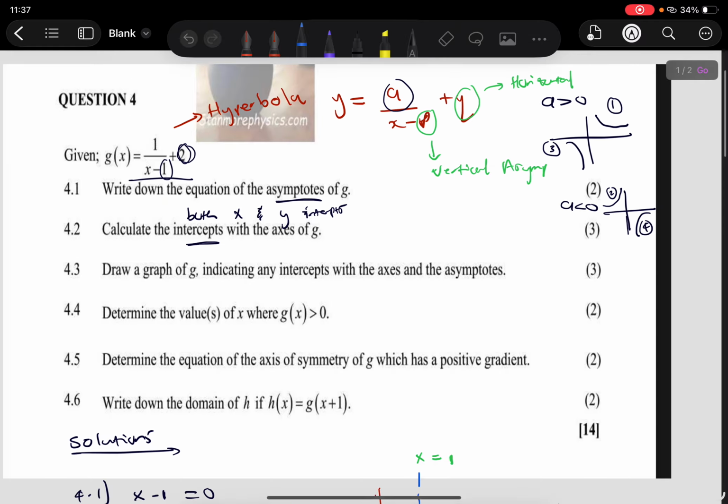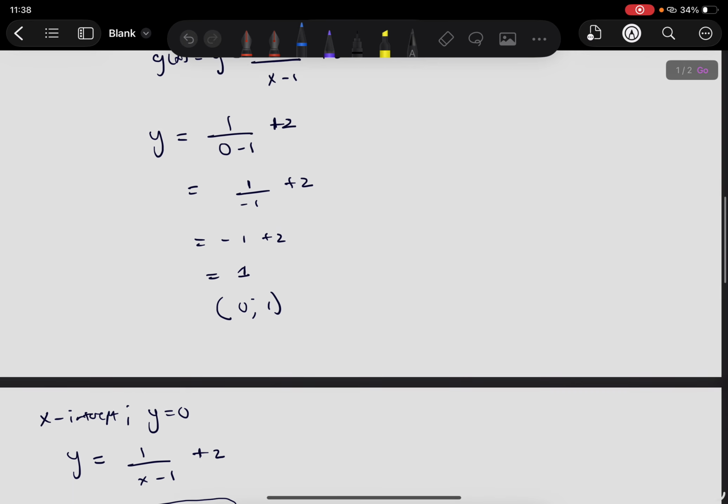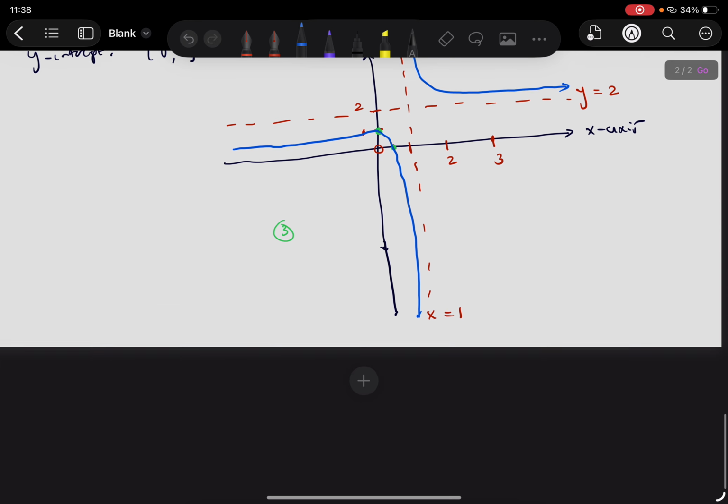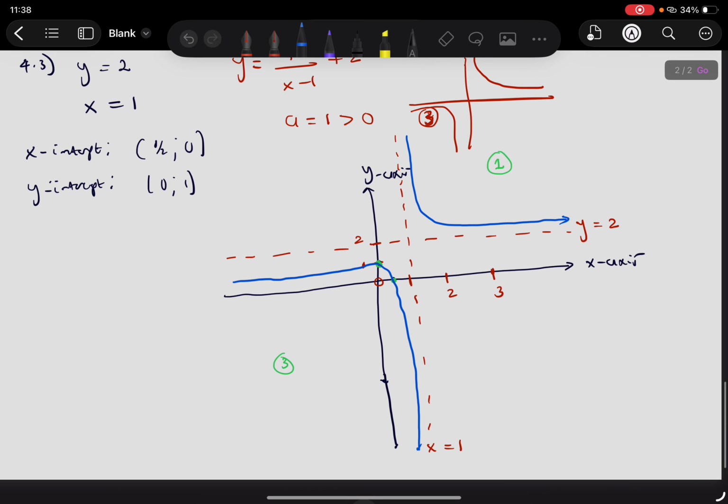Now, moving on to 4.4. 4.4 says determine the value or values of x where g of x is greater than 0. Where g of x is greater than 0, in other words, where the graph is positive. I'm just going to write 4.4 here because we do need the graph to find 4.4, where g of x is greater than 0. So we know that g of x speaks to the y values. So this is the same as saying where y is greater than 0.